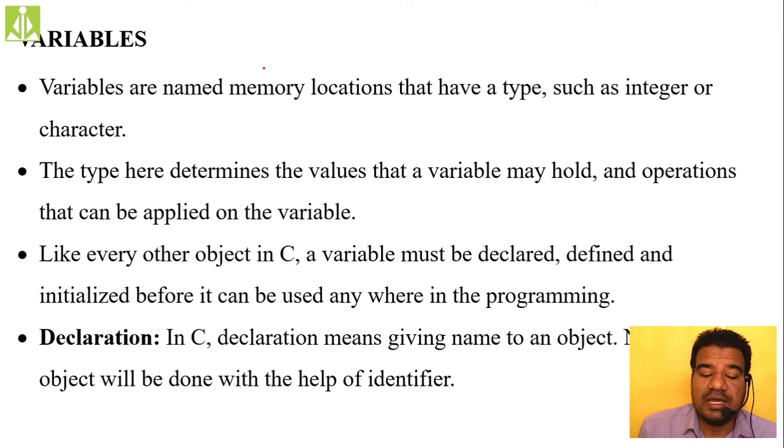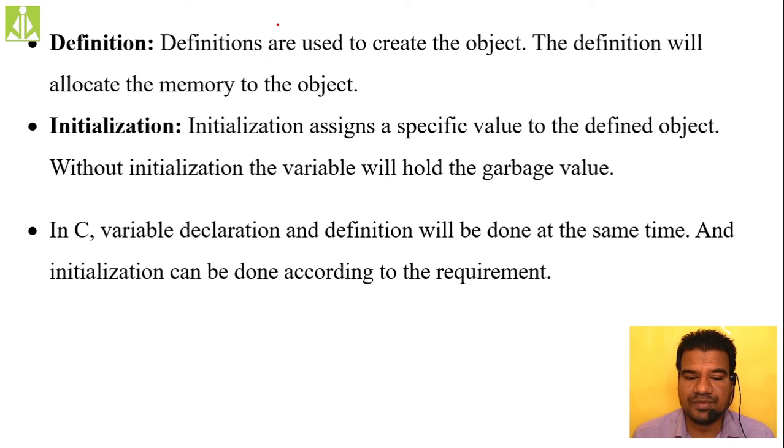So in C, declaration means giving a name to an object. Naming an object is done with the help of identifiers. Already we discussed this. With the help of identifiers, we are naming the objects. Then we have definition. Definitions are used to create the object. Creation of an object is nothing but allocating memory to it. So the definition will allocate the memory to the object, and initialization will assign a specific value to the created, defined object.